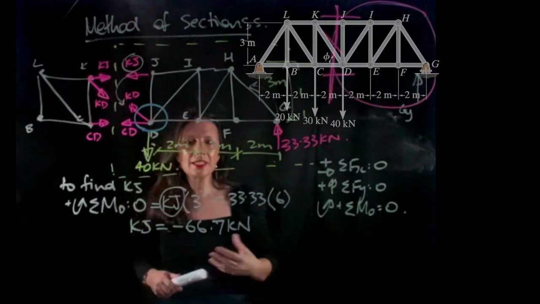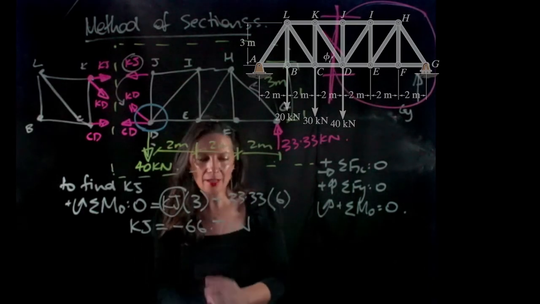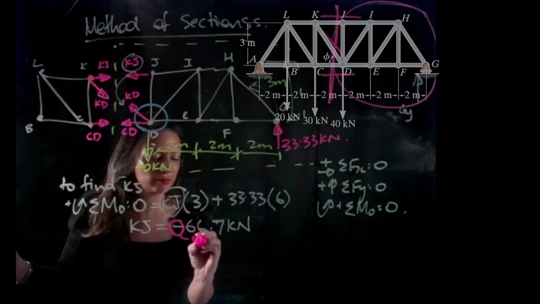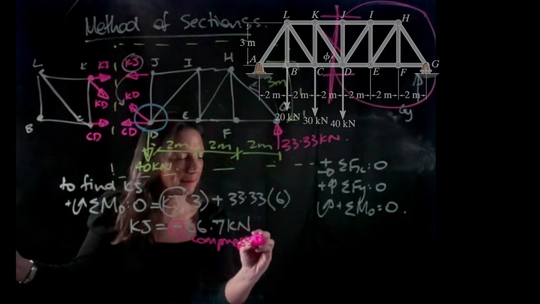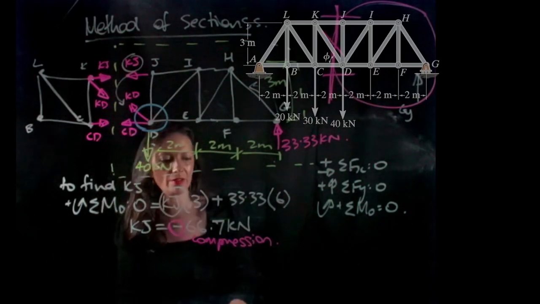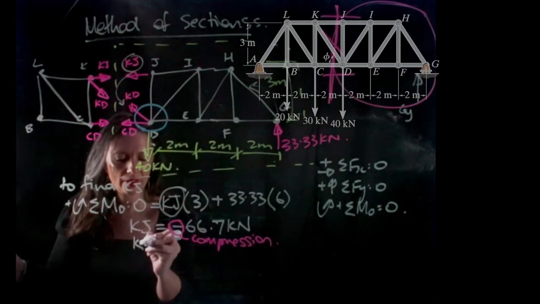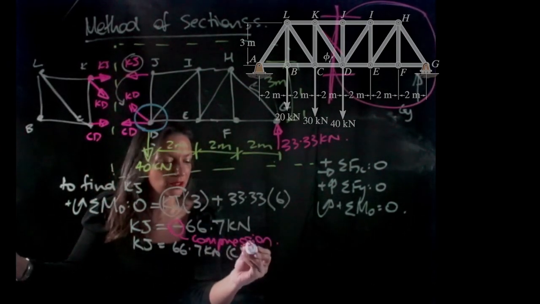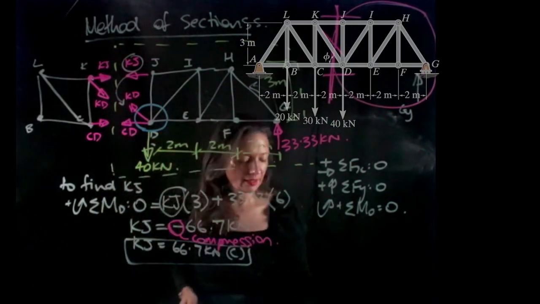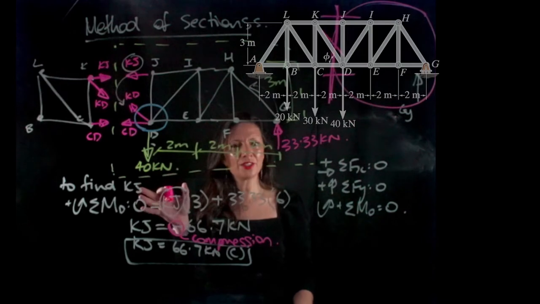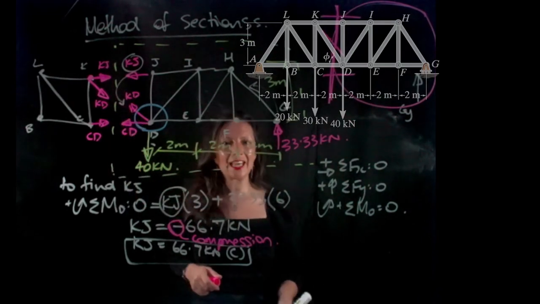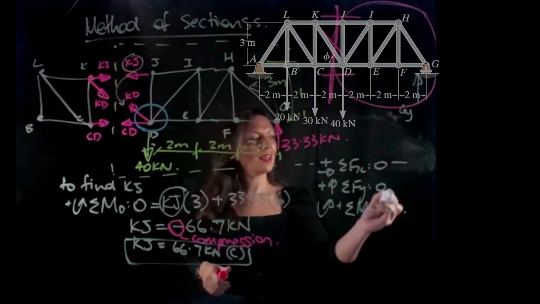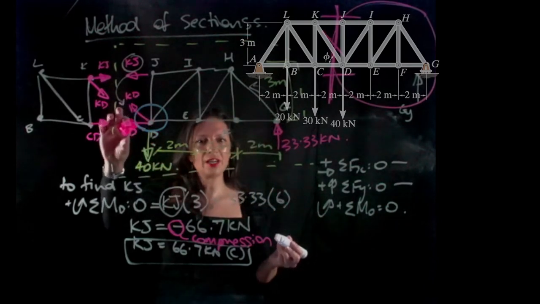Okay, so what did we say? We assumed that the member was in tension, but we've got a negative number, which means the member is in compression. So we could rewrite it and say that KJ equals 66.7 kilonewtons in compression. Right, so how are we going to solve CD and KD? We can actually say the sum of the forces in the x direction and the sum of the forces in the y direction, and we should be able to find these two forces.